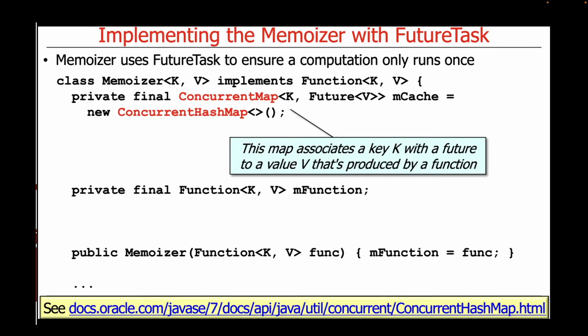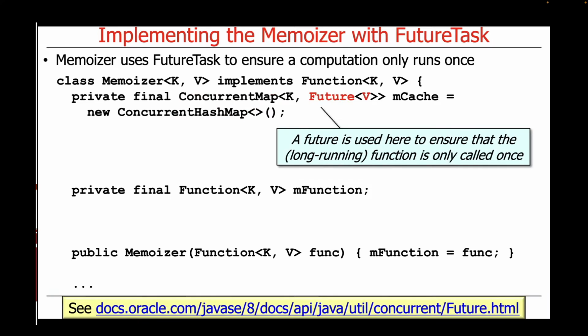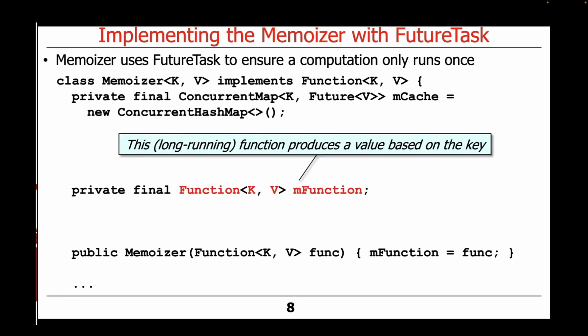And as you all know, this map associates a key with a value. And in this case, the value is a Future. So that's pretty funky, and we'll talk more about that. This will give us a sense of how FutureTask gets used in a second. So we're mapping keys to futures to values, not keys to values. Well, it is a value, but it's a future to a value. And we use this Future, which will be a FutureTask, to ensure that the long-running function, which we'll talk about in a second, is only called a single time.